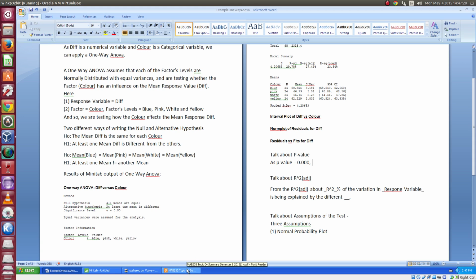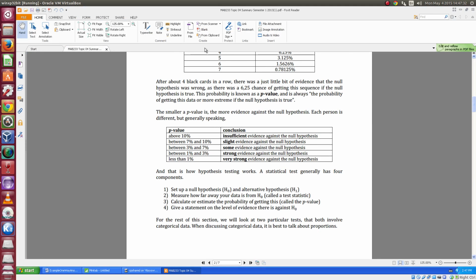We then need to know, how do we interpret this p-value? What I recommend doing is what I've recommended in all my tutes, and what I've said to anyone who's talked to me about this. If you go to the summary sheet that Robert did for topic 4, go to learning resources on the Blackboard page and go to the lecture material, you'll be able to find this very easily. We then have a table within here about interpreting the p-value in general. In this case, our p-value is 0.000, so we have something which is less than 1%, so we have very strong evidence against the null hypothesis.